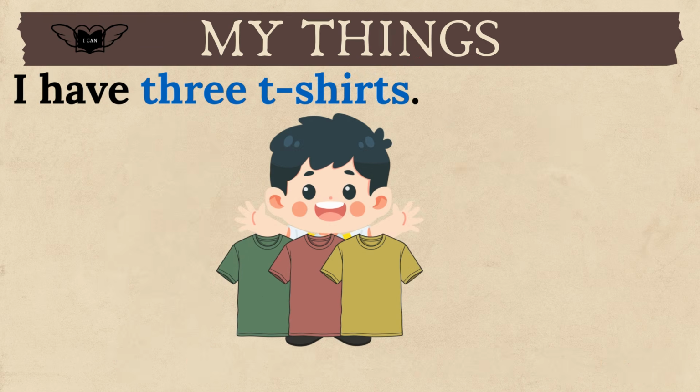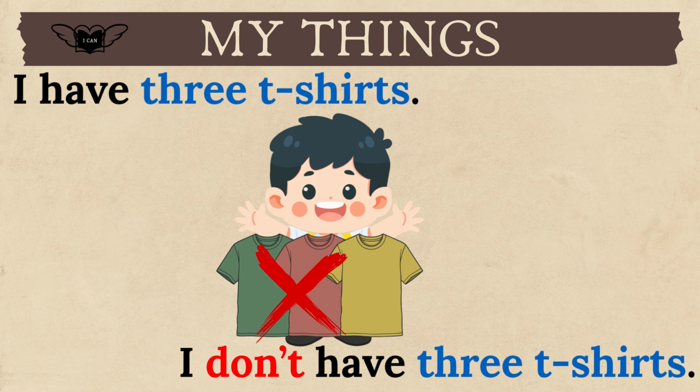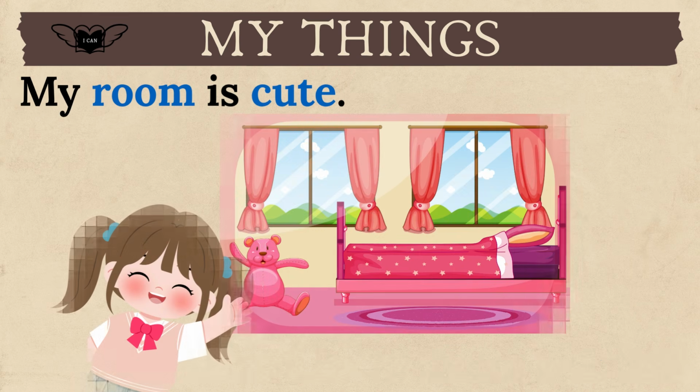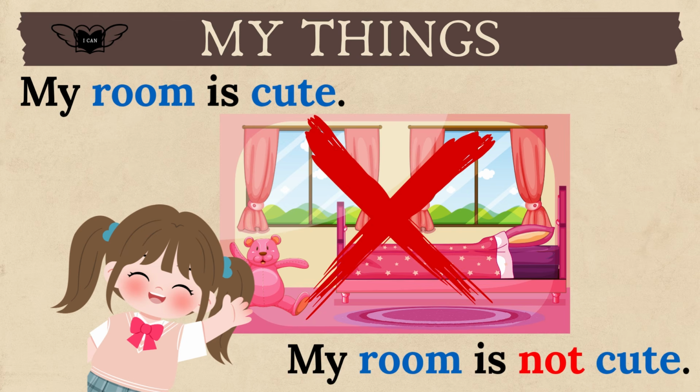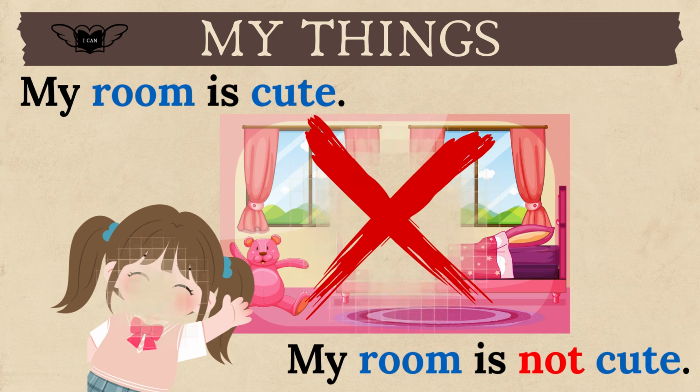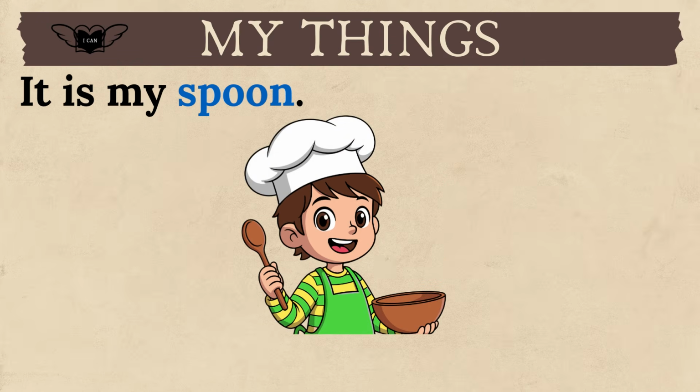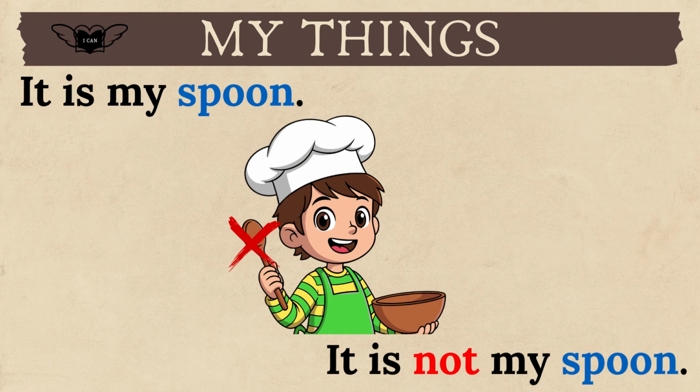I have 3 t-shirts. I don't have 3 t-shirts. My room is cute. My room is not cute. It is my spoon. It is not my spoon.